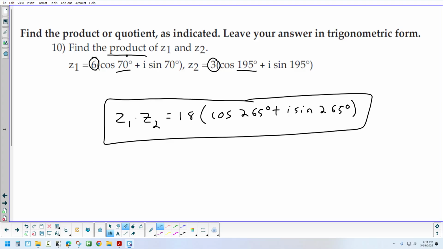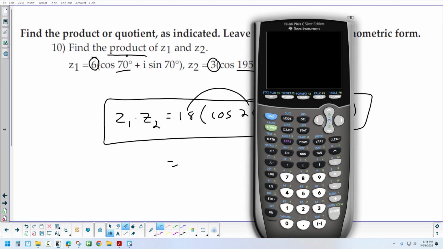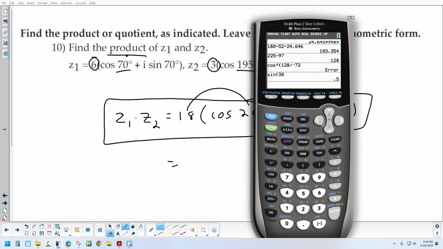Could we see how to put that into standard form? Yep. So 265 is not a nice number. It's not a multiple of 30. It's not a multiple of 45. So I'm just going to use my calculator and round it. To put this into standard form, you have to multiply the 18 times cosine 265. So 18 cosine 265 is negative 1.57.